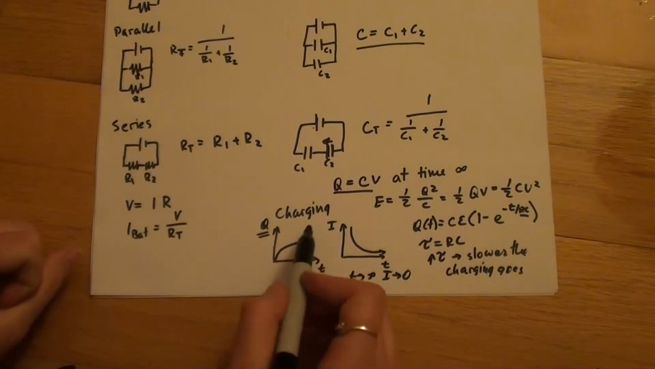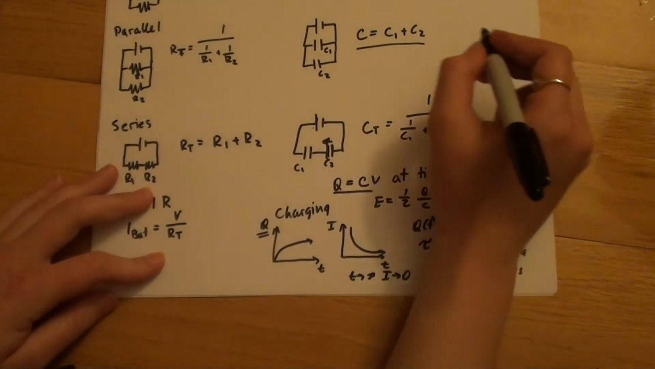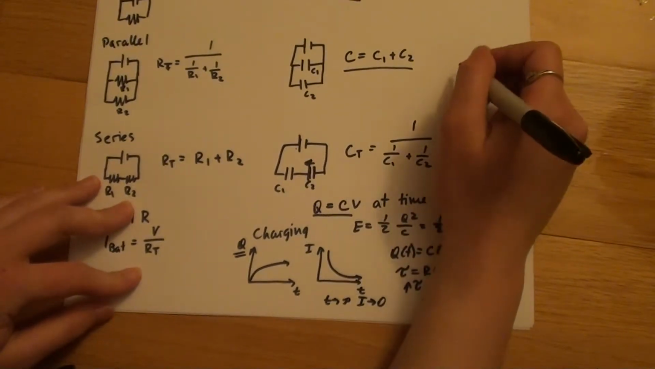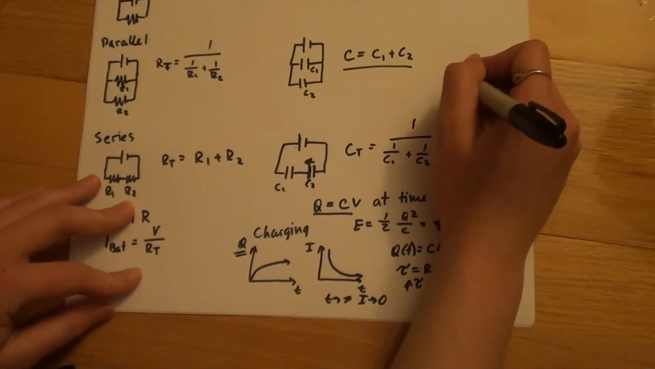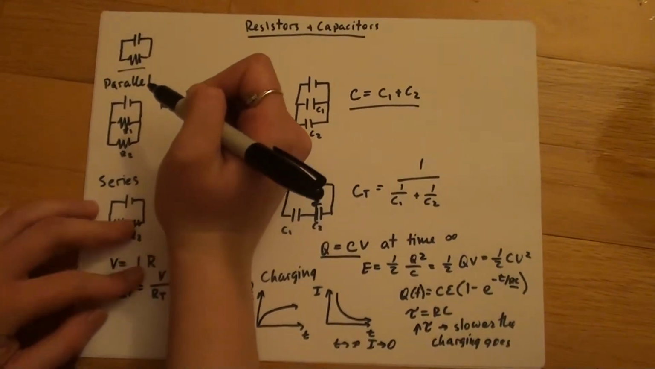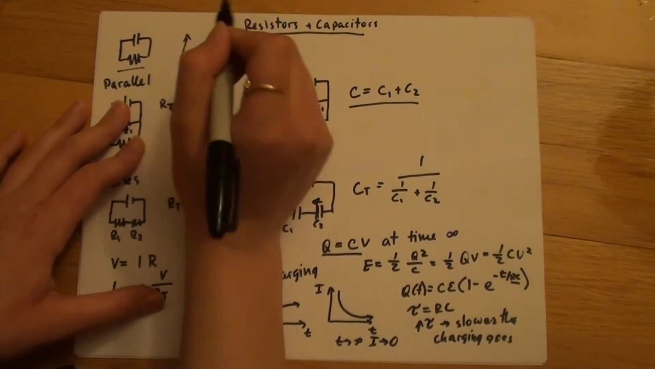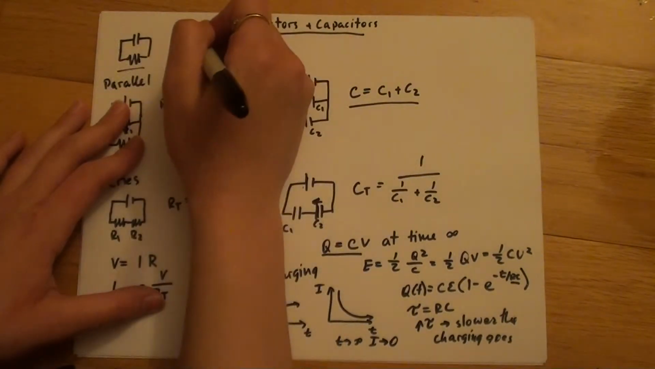Now for discharging capacitors. If you just have a capacitor connected in a circuit like this circuit over here, I'll move the paper down so you can see, initially there will be a current going through it because there's a full charge on it.